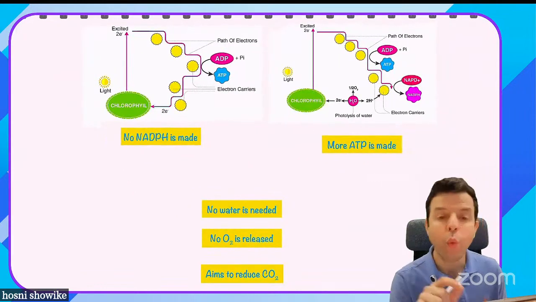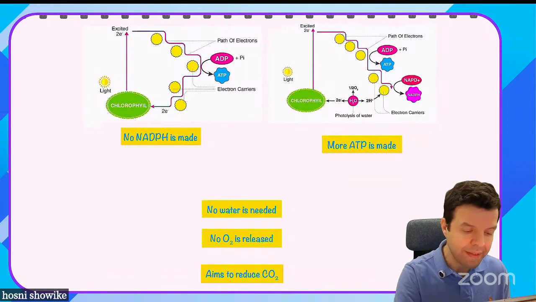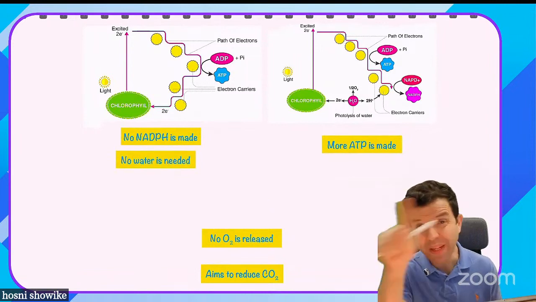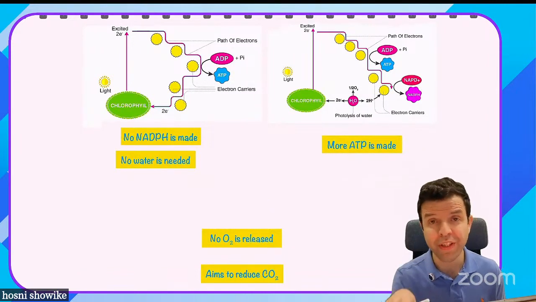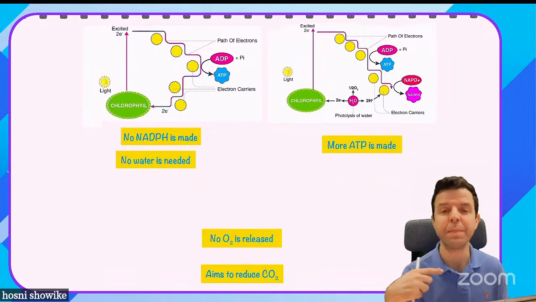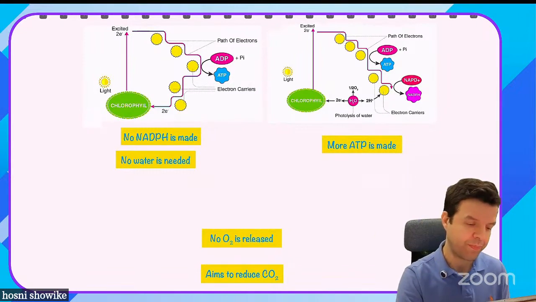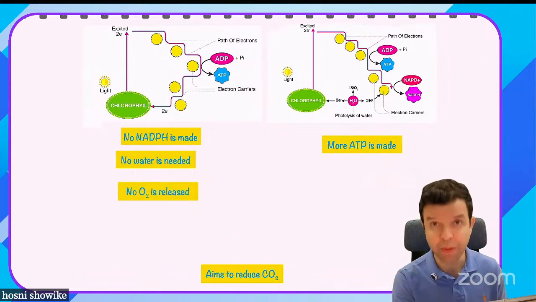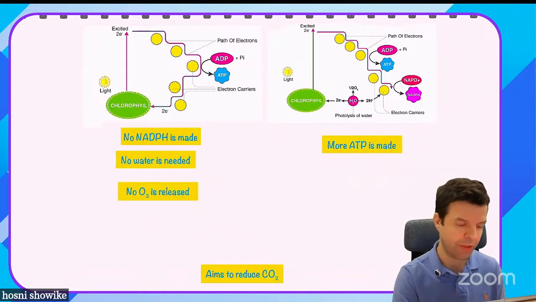Whereas no water is needed, that is cyclic. Why don't we need water? Because the electrons are running in a cycle, so you don't need to replace any missing electron. Even there is no oxygen released here. Why again? Because there's no splitting of water, no photolysis.